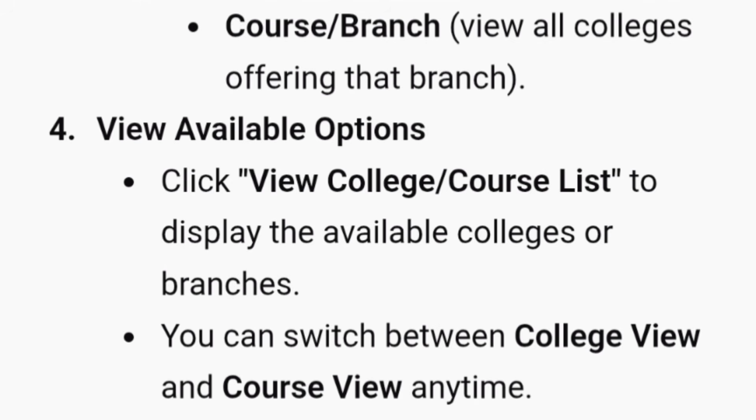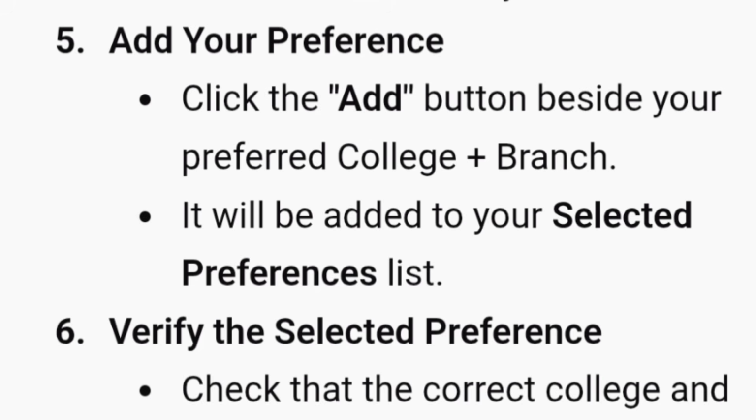And the second way is to search by the course or the branch. For example, you want to search Maths and Computing as a branch. So you will be able to see all the colleges in Karnataka where the Maths and Computing branch is there. You have to select either one of them. Once you view all the available options, click the view available college course list option, and they will display colleges or branches. Then you can start selecting, and you can switch between the college view and the course view anytime during the choice filling.